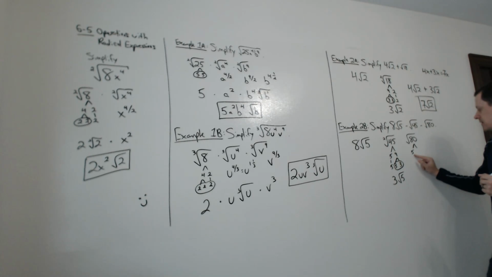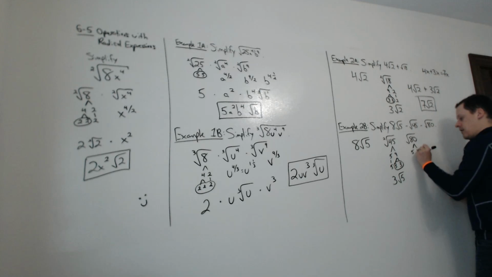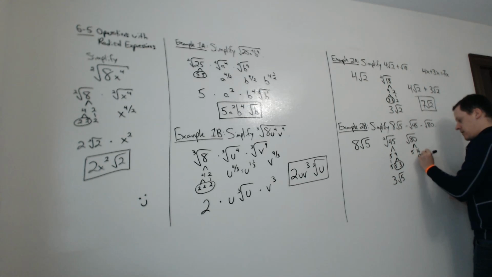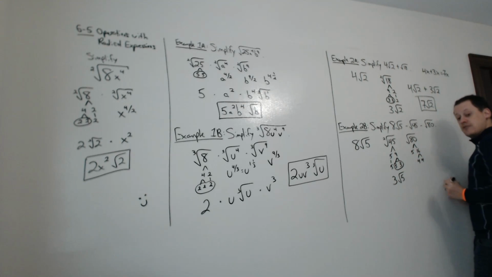80 divided by 5. Well, 5 times 2 is 10, and you need 8 of those to make 80. So it's 8 times 2, which is 16. So 80 is 5 times 16. And the 16 can be broken down into 4 and 4.